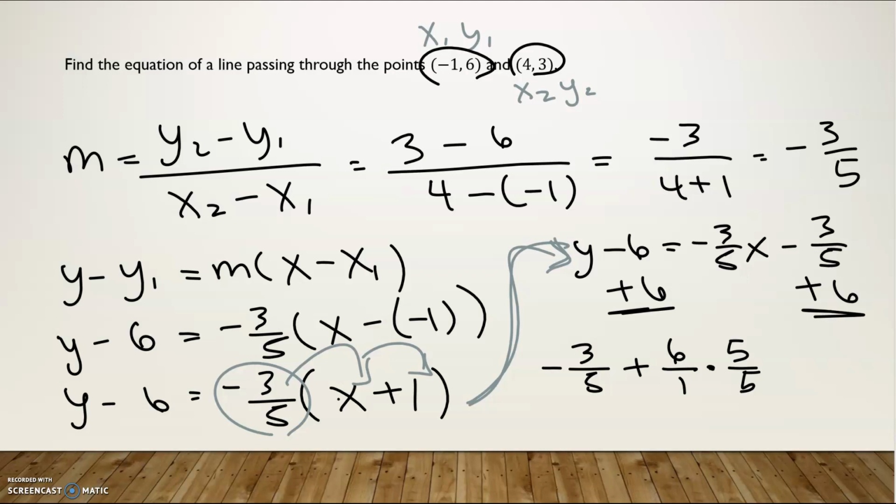And down here I'm doing scratch work. So -3 fifths plus 6 over 1, and then what I need to do is multiply that 6 over 1 times 5 over 5 just to get the denominators the same. So I have -3 fifths plus 6 times 5, 30 over 5. So that is -3 plus 30 all over 5. So 30 minus 3, that is 27 over 5. Okay, so now get rid of my scratch work.